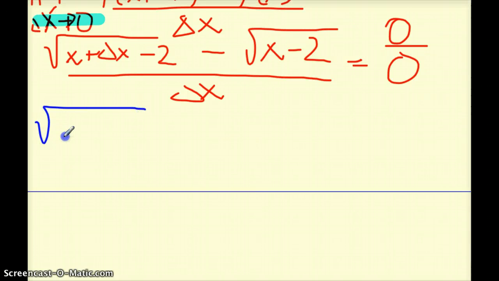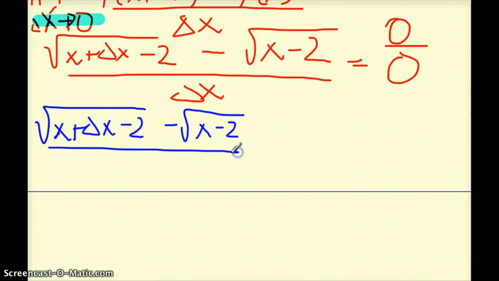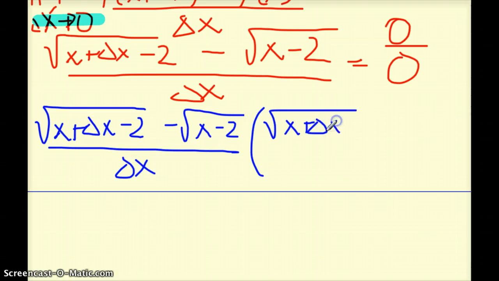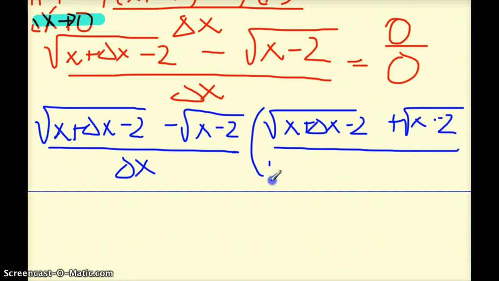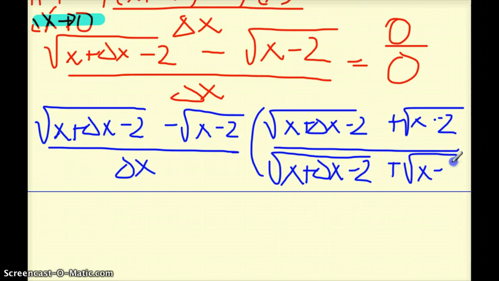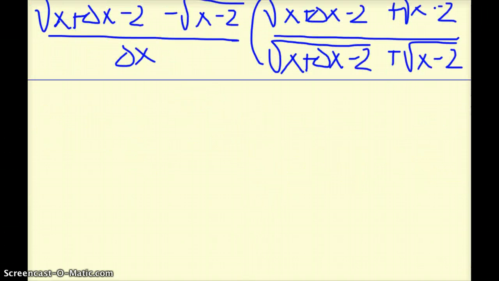So I'm going to do radical x plus delta x minus 2 minus radical x minus 2 divided by delta x. But now to rationalize it, I need to multiply by its conjugate term right here. Right, divided by, same thing in the denominator, radical x plus delta x minus 2 plus radical x minus 2. Okay, so just like our previous section, I'm going to continue the steps, right?